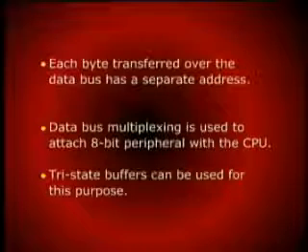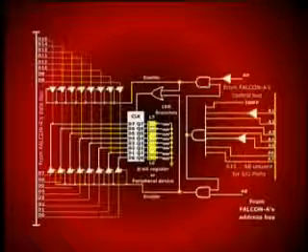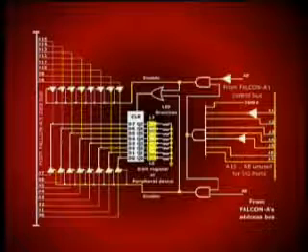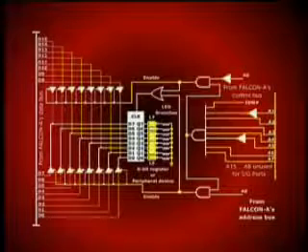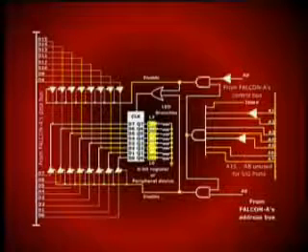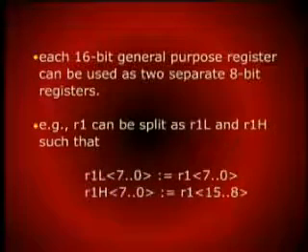Tri-state buffers can be used for this purpose, as it is shown in the diagram. The logic circuit shown is for an 8-bit parallel output port using address DC and DD hex for the Falcon IO space. It is assumed that the CPU allows the use of a part of its data bus during a transfer, and that each 16-bit general purpose register can be used as two separate 8-bit registers.